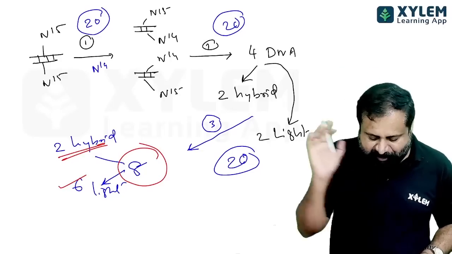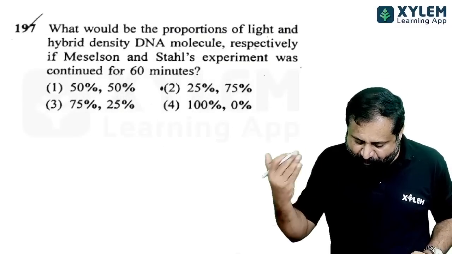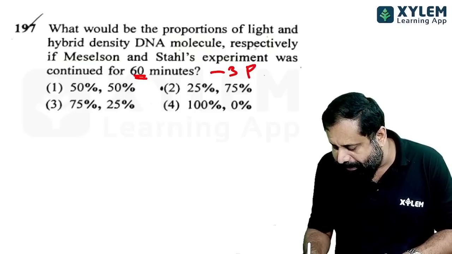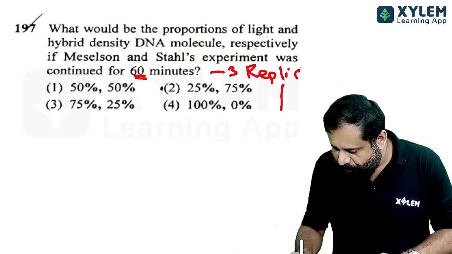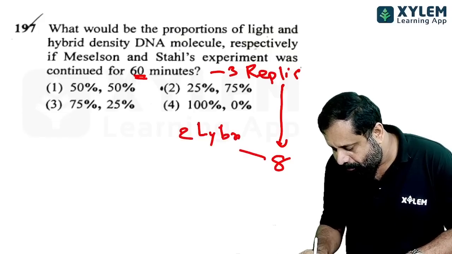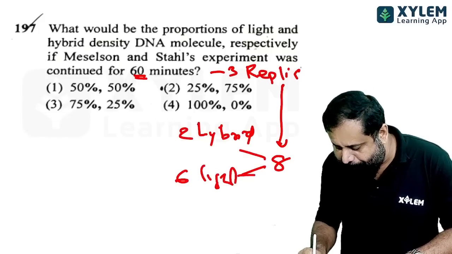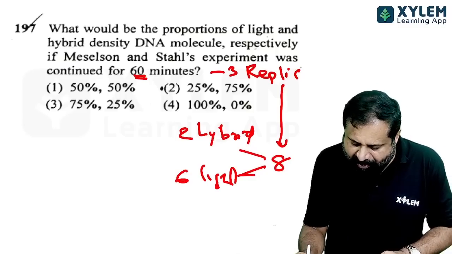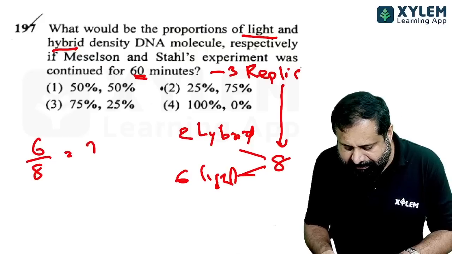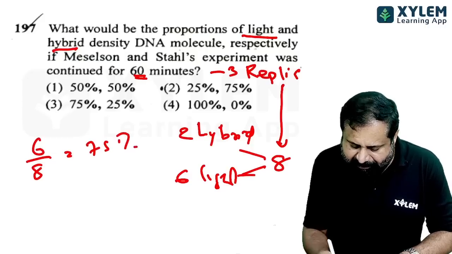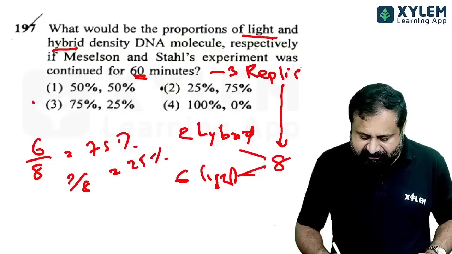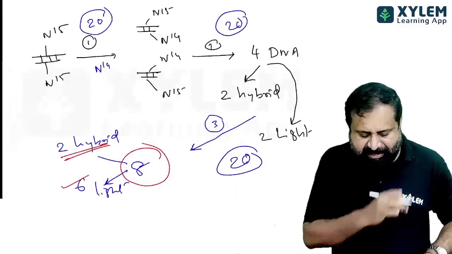Clear? So here the question is asking once again, it was continued for 60 minutes. 60 minutes means 3 replications. So you will get 8 DNA. Out of these 8, 2 hybrid, 6 light. Take the percentage. What is the order? Light and hybrid. How many light? 6 by 8, the percentage is 75%. Hybrid, take the hybrid, 2 by 8, the percentage is 25%. So which option is the right answer? Third option is the right answer. 197, 3 is the right answer.